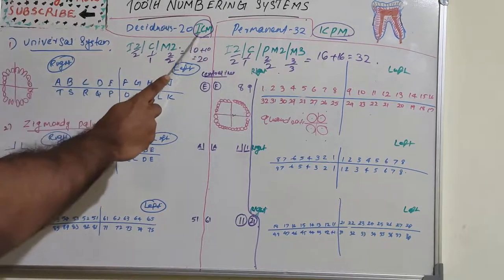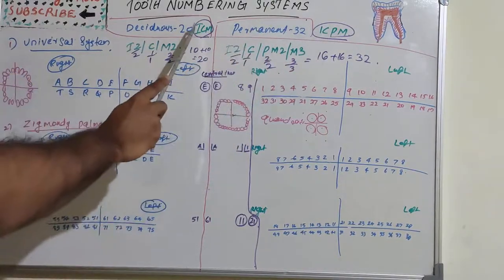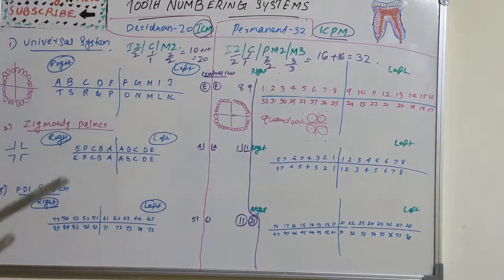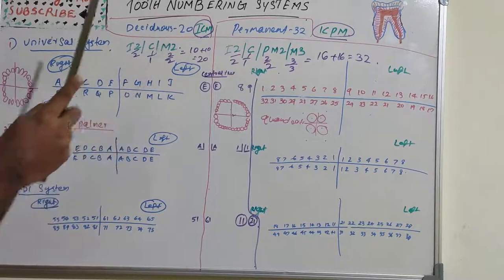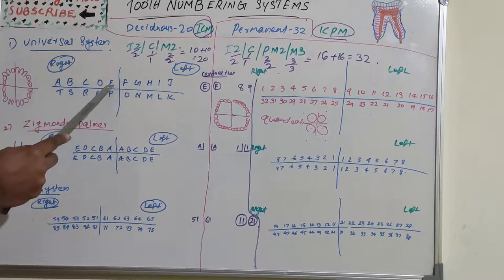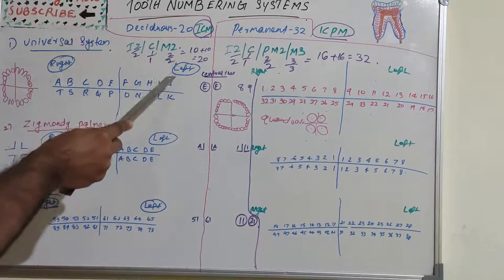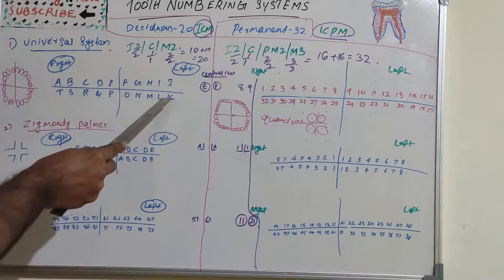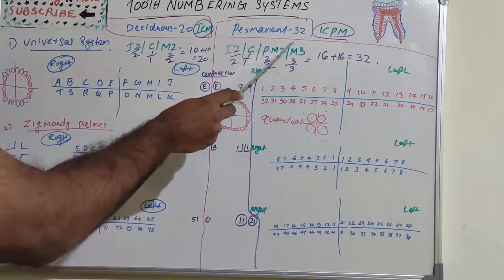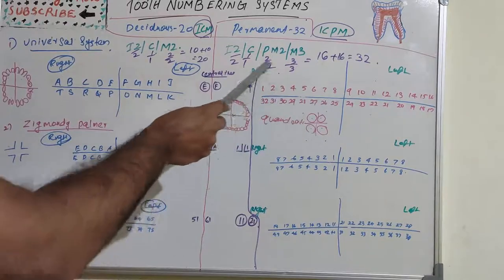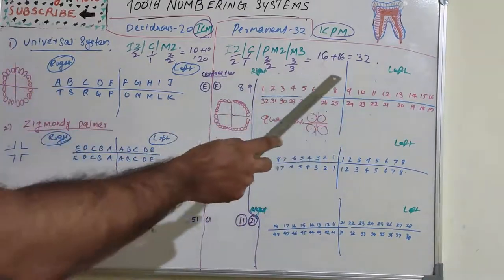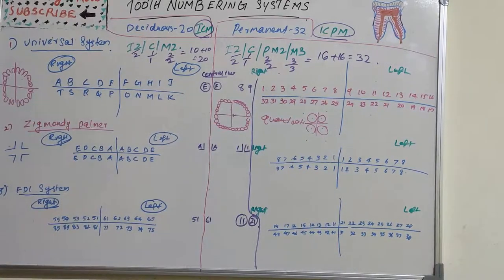So the code is ICPM, I for incisors, C for canine, P for premolars and M for molars. In deciduous dentition we have two incisors, one canine and two molars, so 5 in one quadrant. So 10 in the upper or maxillary arch and 10 in the lower or mandibular arch, total 20. Similarly, in permanent dentition we have two incisors, one canine, two premolars and three molars. That makes 8 teeth in one quadrant, 16 teeth in the upper or maxillary arch, 16 teeth in the lower or mandibular arch, and a total of 32 teeth in permanent dentition.